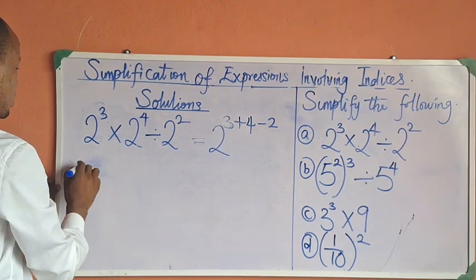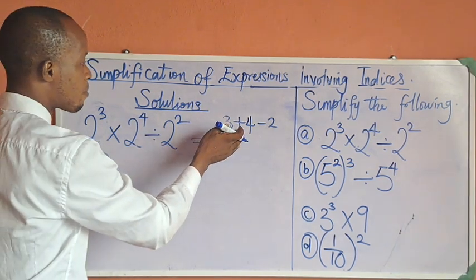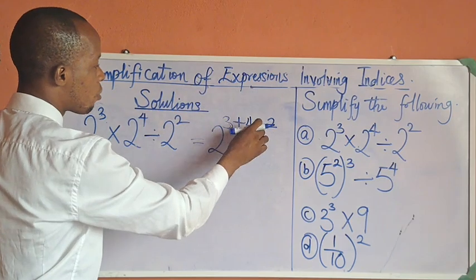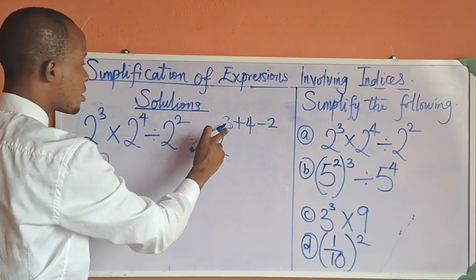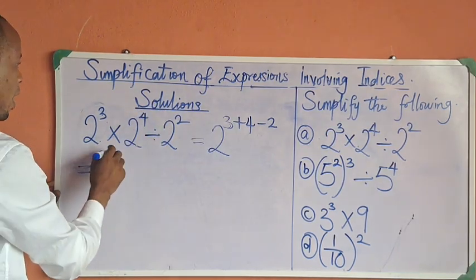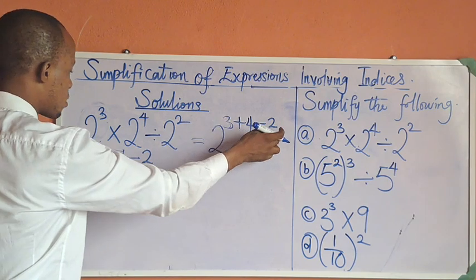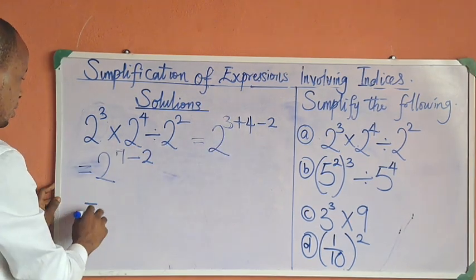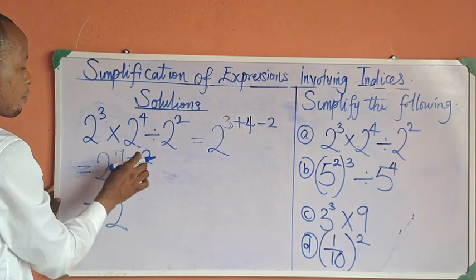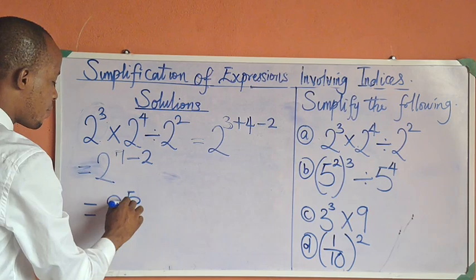Then I can now write that 2 raised to power, in BODMAS, addition comes before subtraction. So what we are going to do is we'll first add 3 to 4. If I add 3 to 4, I will simply get 7 and then minus 2, which is this minus 2. The next step will be this, same 2, which is my base, and then for the power, I'm going to subtract 2 from 7, and that will simply give me 5.